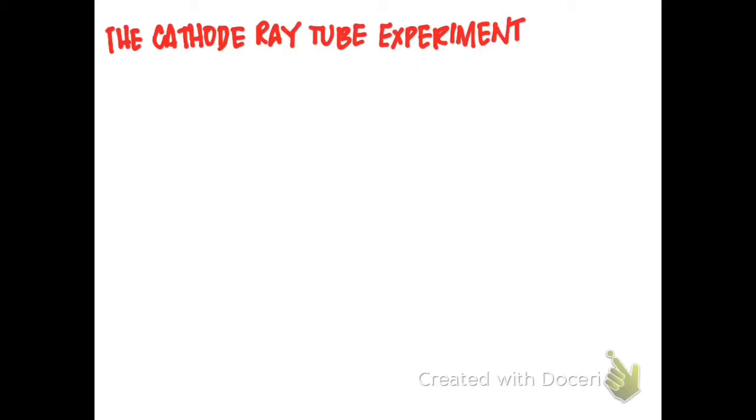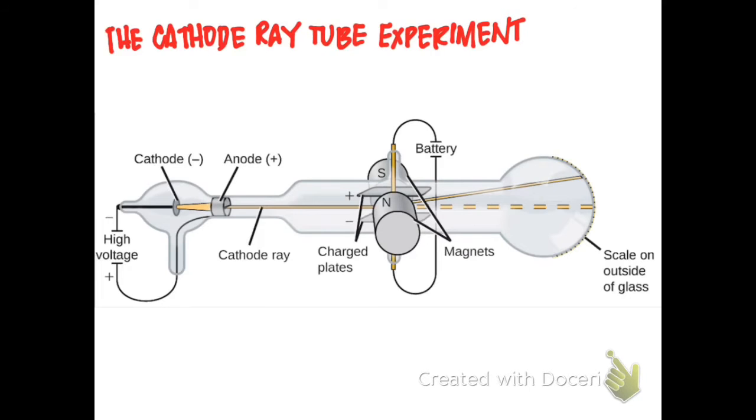The cathode ray tube experiment. Cathode ray tubes are sealed glass tubes from which most of the air has been evacuated. A high voltage is applied across two electrodes at one end of the tube, which causes a beam of particles to flow from the cathode, the negatively charged electrode, to the anode, the positively charged electrode. The tubes are called cathode ray tubes because the particle beam or cathode ray originates at the cathode.